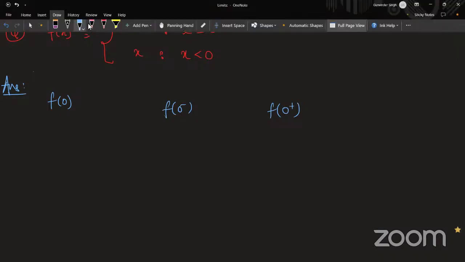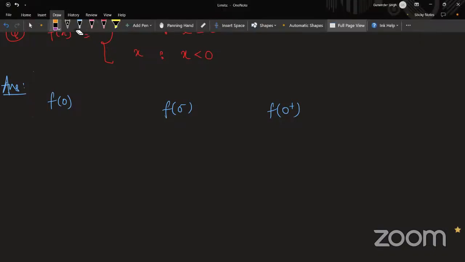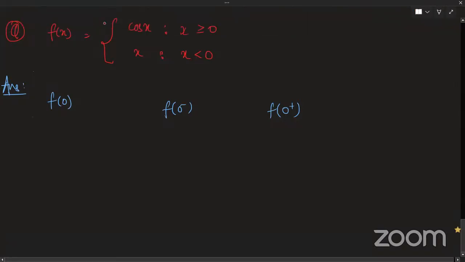Can we do this, everyone? Yes, sir. So first of all, f of 0. What will happen when x is exactly equal to 0? Which of these will it follow? It will go for cos x. So this thing will be equal to cos of 0, right? Yes, sir. So what is cos of 0? 1, sir.